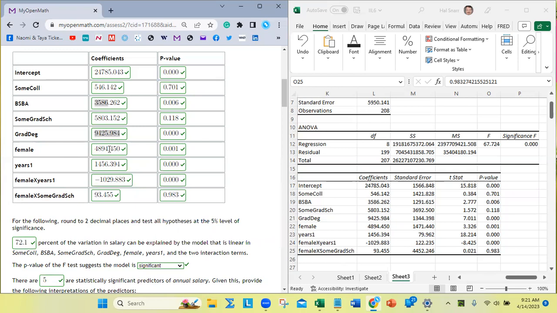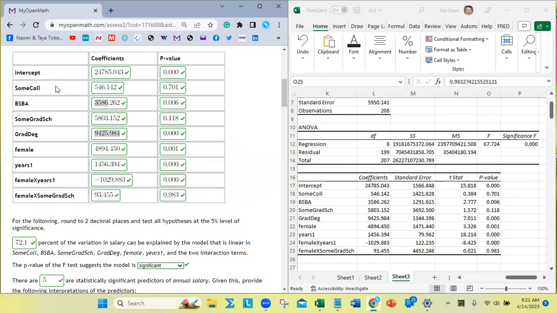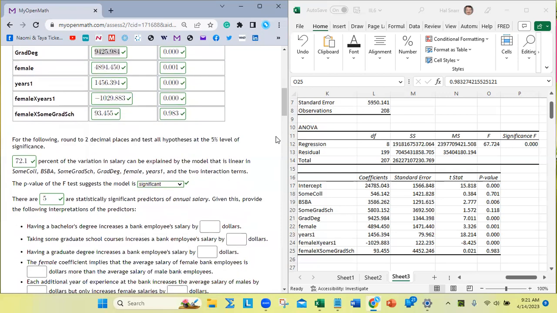In question 2, females in the simple regression made less than males. I think it was about 9,000 less than males. But in this model, when we account for things like education, years of service, we're concluding that females at this bank actually make more than males, which is really interesting. And this is real bank information, I think from the 1980s.